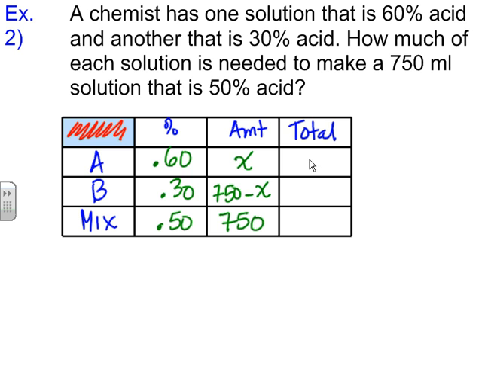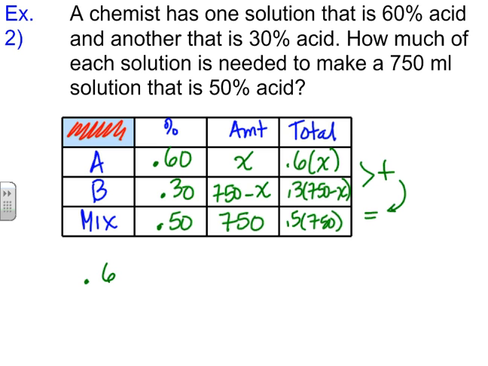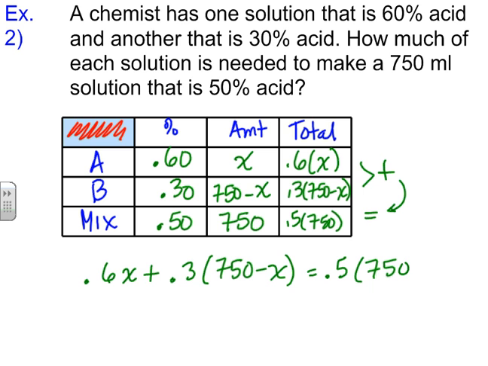Okay, now to the total column. We're going to multiply the first two. So 0.6, I'm going to leave the 0 off because we don't need it, times X. 0.3 times 750 minus X. And 0.5 times 750. And again, we're going to add these top two together, and it's going to equal the third. So we're going to write ourselves a sentence. So here we go. 0.6x plus 0.3 times 750 minus x equals 0.5 times 750. So that's our equation.